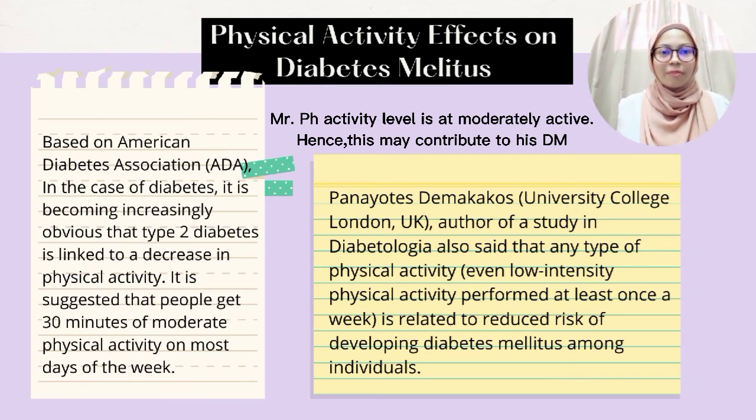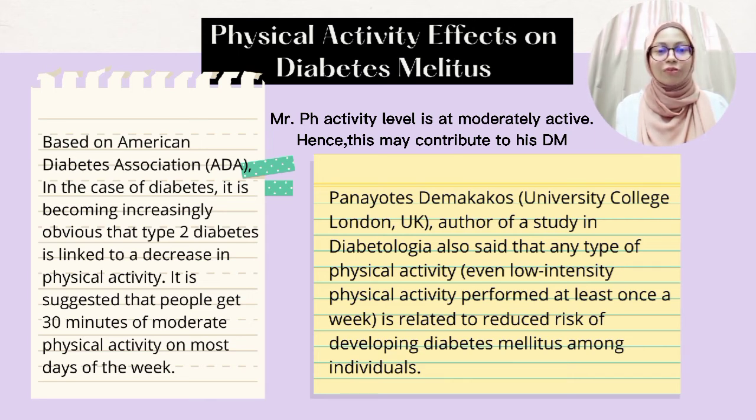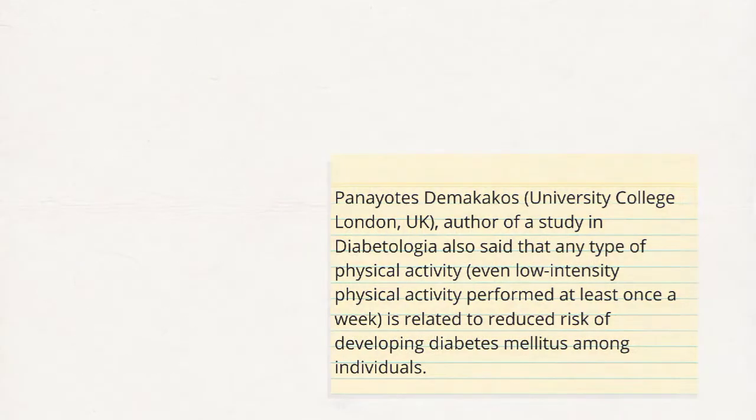Based on the American Diabetes Association (ADA), in the case of diabetes, it is becoming increasingly obvious that type 2 diabetes is linked to a decrease in physical activity. It is suggested that people get 30 minutes of moderate physical activity on most days of the week. Panayiotis Dermakakos also said that any physical activity is related to reduced risk of developing diabetes mellitus among individuals.